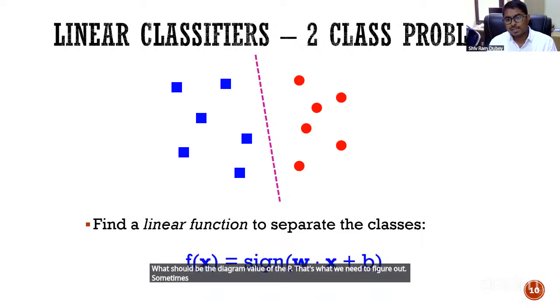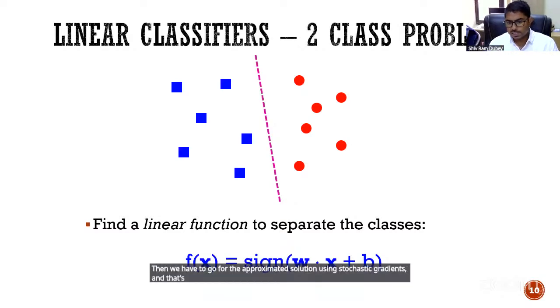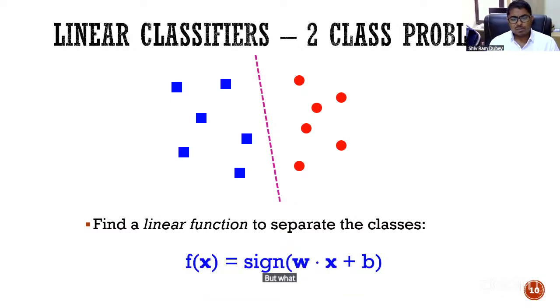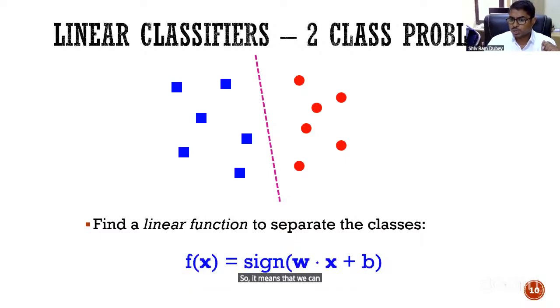Sometimes we can optimize it in closed form, but many times we cannot optimize W and B in closed form, meaning we cannot find their values using a closed form solution. Then we have to go for an approximate solution using stochastic gradient descent. That's what we will see here. But what is the advantage of this function? Once we know W and B, then saying whether a particular data point is on the left side or right side of this hyperplane is very easy, just by seeing the sign of this function. If the sign is negative, then this is the blue one. If the sign is positive, then this is the red one. So we can do the classification like this.